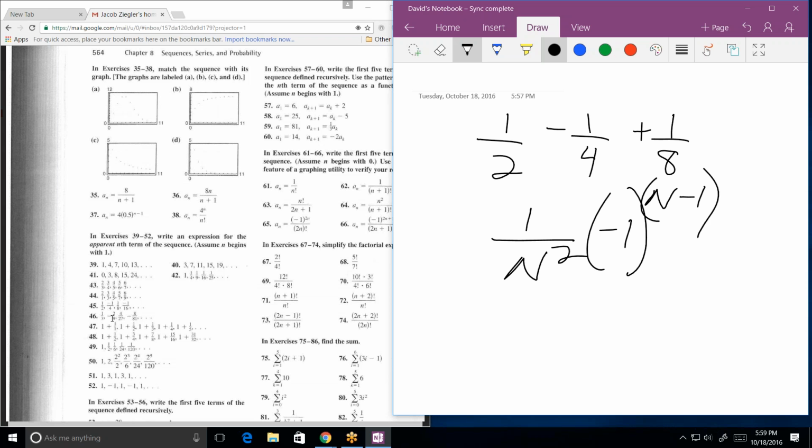The alternating part comes always from this part here. Notice that as n counts up, this -1 becomes negative, and then positive, and then negative, and then positive, and then negative, and then positive. So the only thing we have to do is figure out how to get a first term of 1/2.